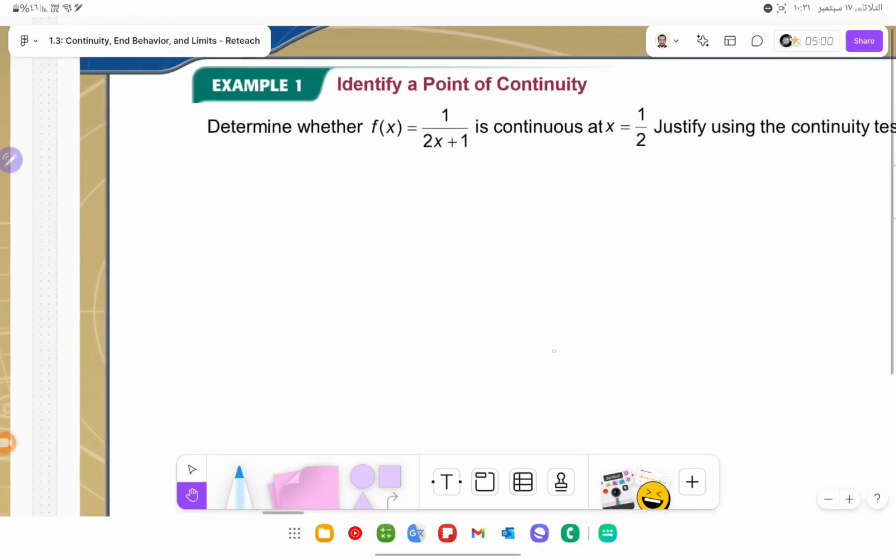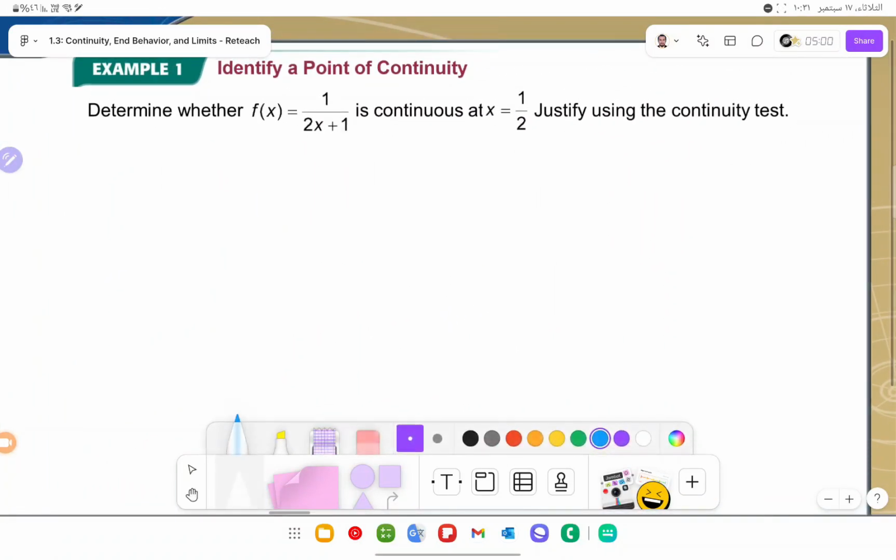Okay, now let's take one more example here and see the difference. Let's test this. Determine f of x equals 1 over 2x plus 1, where x is equal to 1 over 2. So he needs me to test continuity at the point x equals half. First test, we have to find f of half. F of half is equal to 1 over 2 times 1 over 2 plus 1. Let's find the answer. 2 times half is 1, 1 plus 1 is 2. So the answer is 1 over 2.